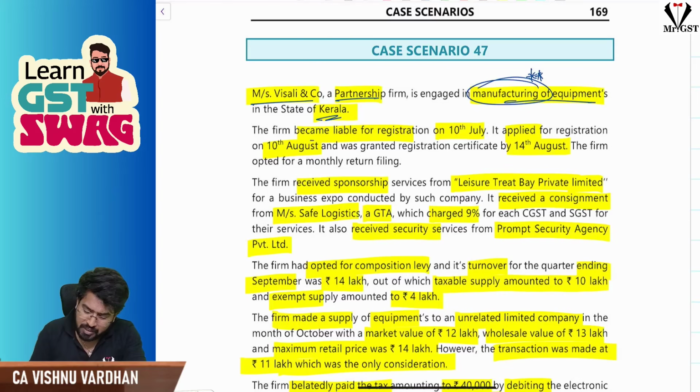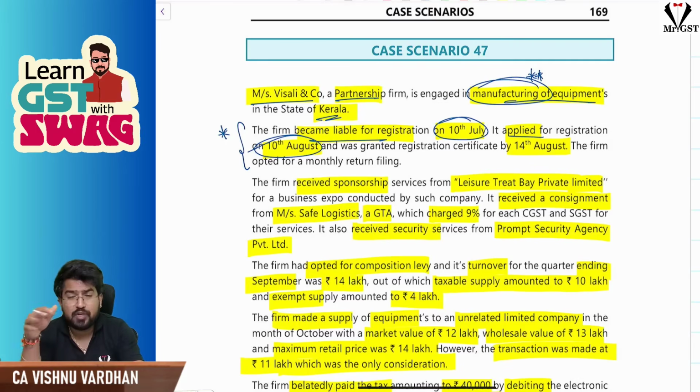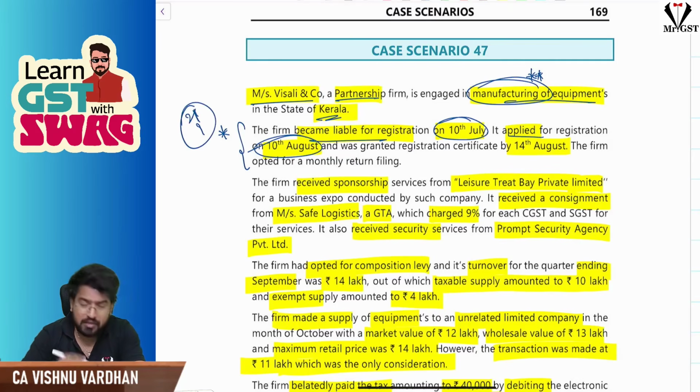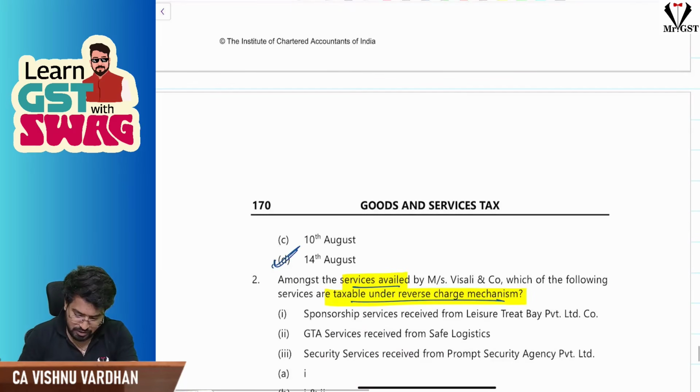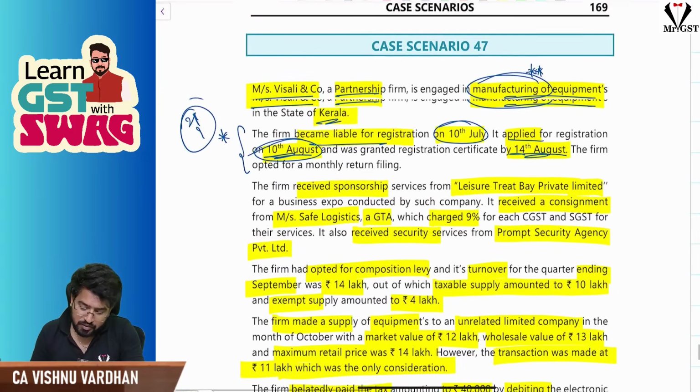Becomes liable for registration on 10th July, applied for registration on 10th August. This is another crazy important point. If you see 10th July, 10th August, you will see, yes, within 30 days. 10th July, still there are 21 days in July and 9 days in August. Then 9th August is the 30th day, but you are applying on 10th August. So after 30 days you are applying. So date of grant of registration certificate, 14th August, will be the effective date of registration. A very good point actually here.